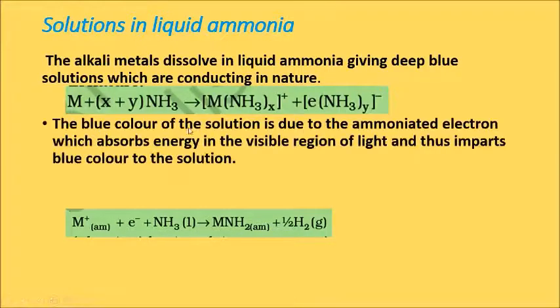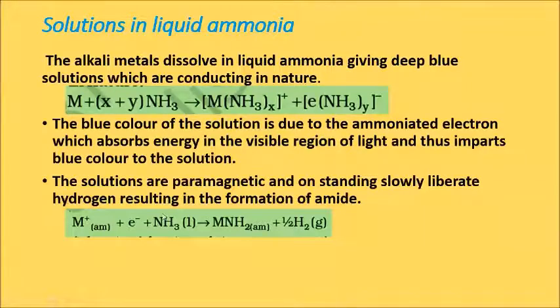Then the blue color of the solution is due to the ammoniated electron, which absorbs energy in the visible region of light, and this imparts the blue color to the solution. The solutions are paramagnetic and on standing slowly liberate hydrogen, resulting in the formation of amide, and this can be written as M plus 1 electron plus NH3 giving MNH2 plus half H2. This is the ionic equation.